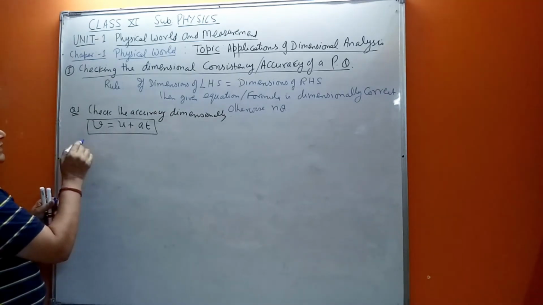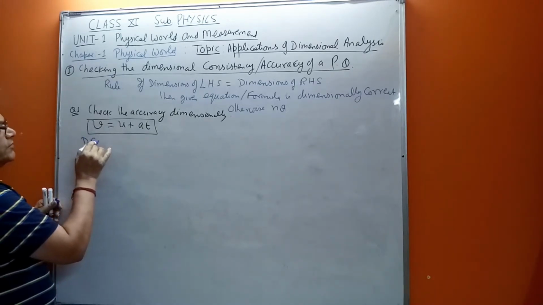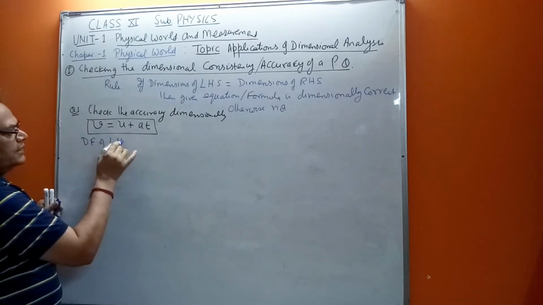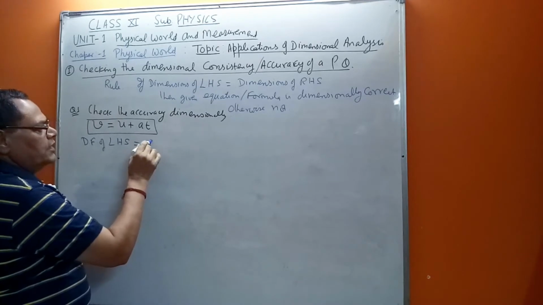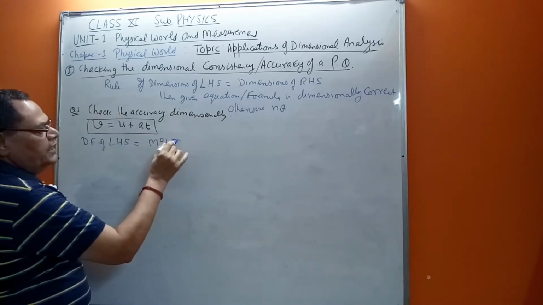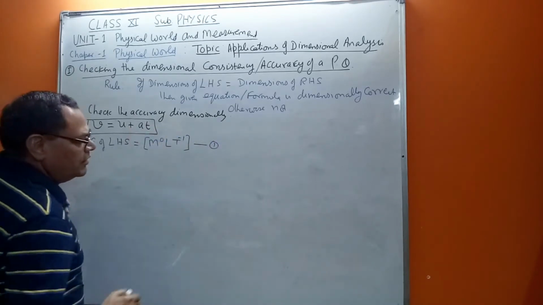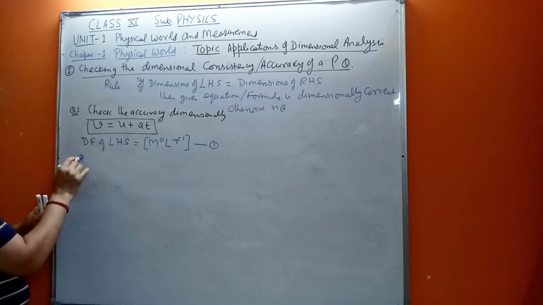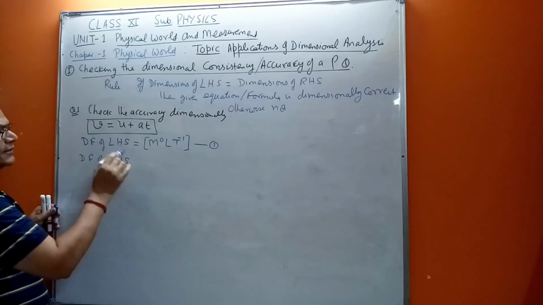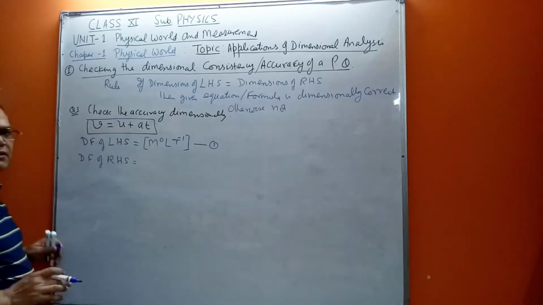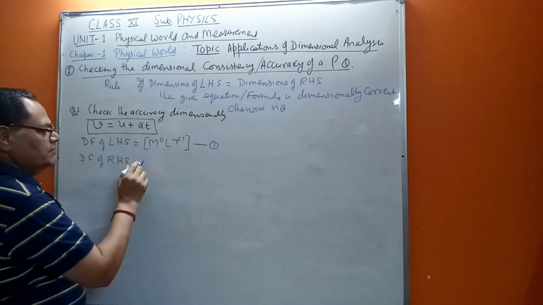So now let us start. In step 1, let us write down the dimensional formula of LHS, left hand side. This is the final velocity. So we have written its formula M0 L T minus 1. So you can put it as number 1. Now let us write down the dimension formula of RHS, right hand side. Right now first term is U, initial velocity. Whether it is initial velocity or final velocity, it will have the same dimensions, okay?